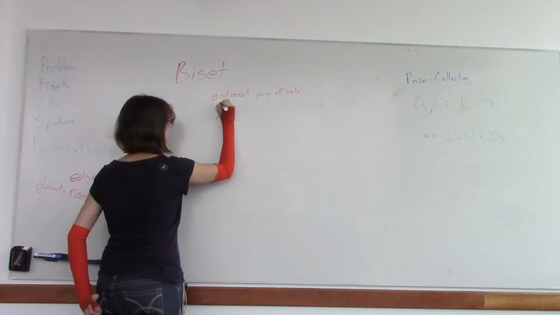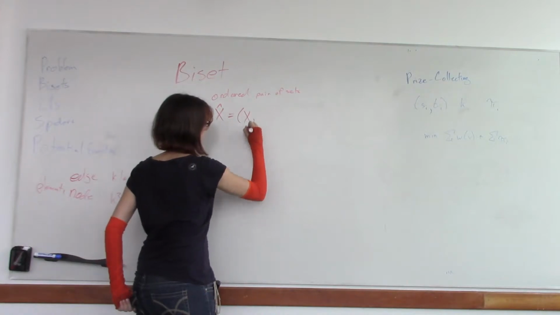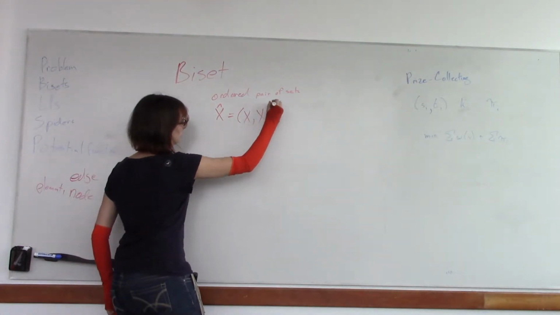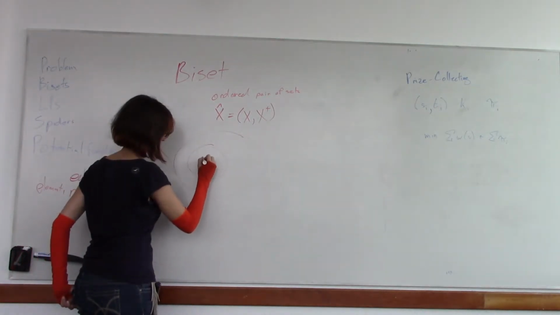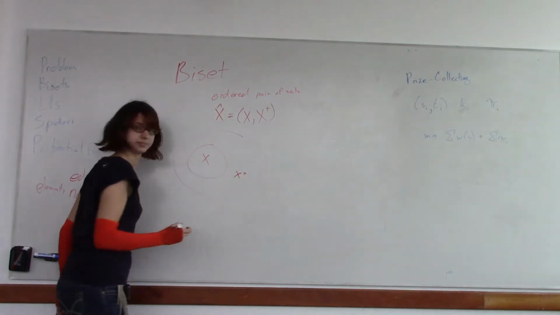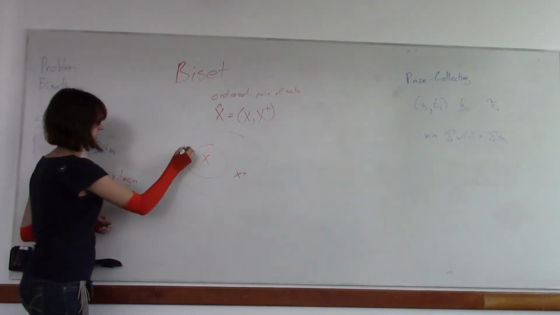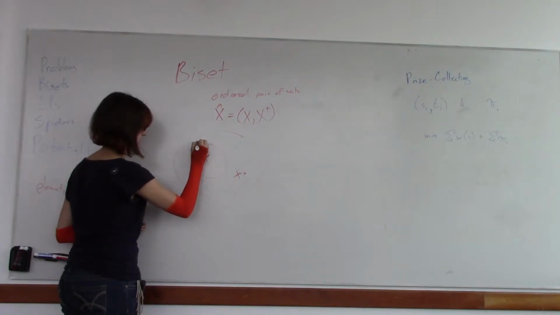So x hat represents the biset, and then you have x and x plus. And x is always contained in x plus. So this is x here, and this is x plus. Then a couple more definitions which are useful. These nodes which are in here are what are called the boundary of the biset x hat.